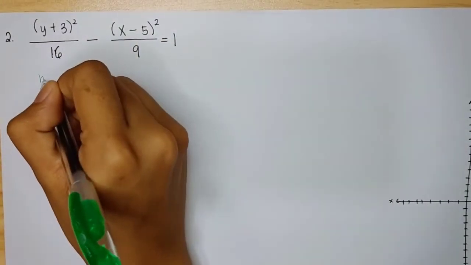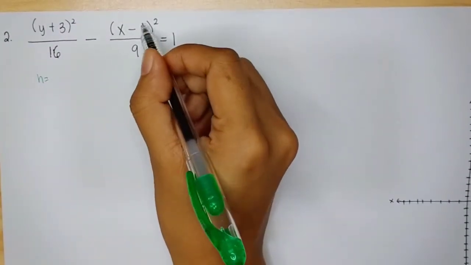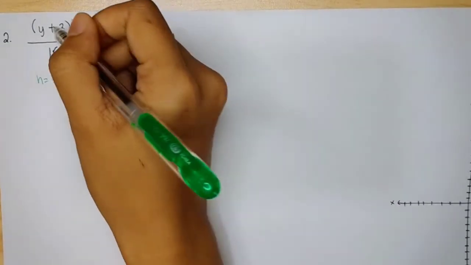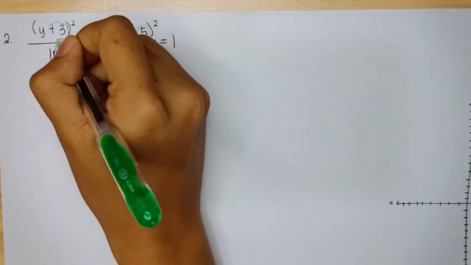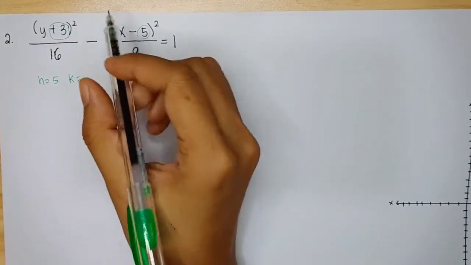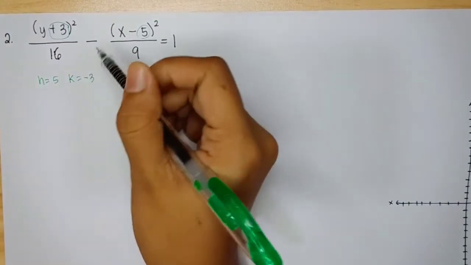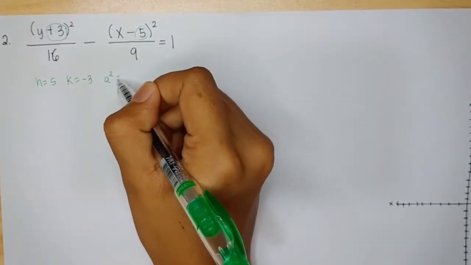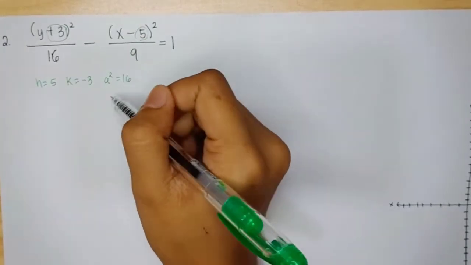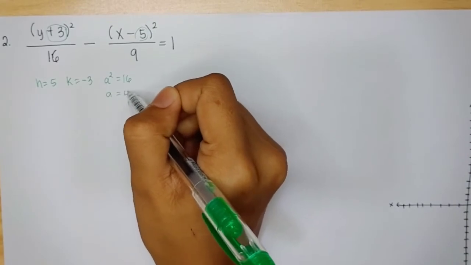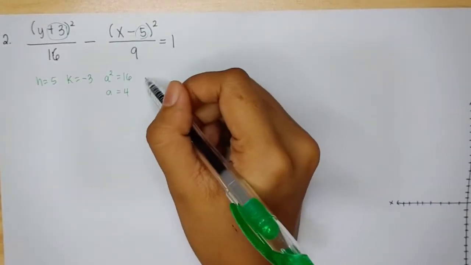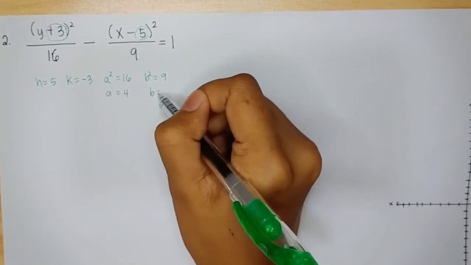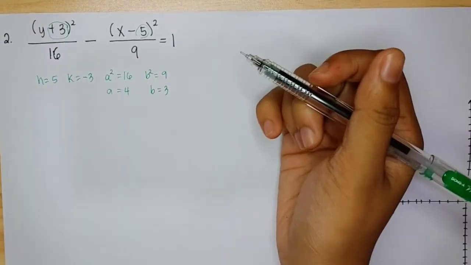So, ano yung h natin? We have here, ito yung h natin. It is 5. Yung k natin, since plus 3 dito, that means negative 3 yung k natin. Okay, so ano yung a natin? A squared natin is 16. So, square root ng 16, that is 4. So, a natin is 4. Then, yung b squared natin, that is 9. That means our b is 3.